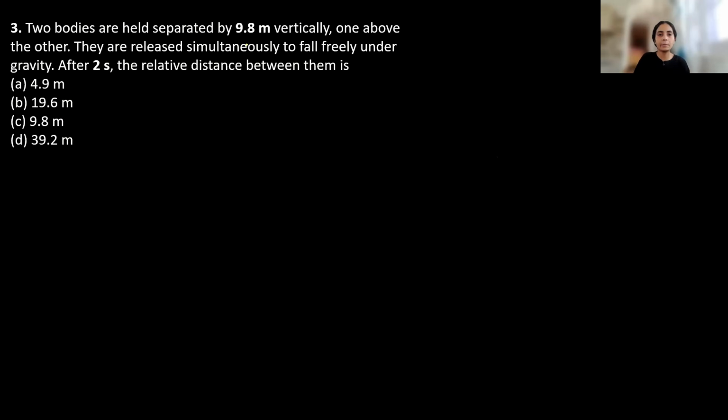Two bodies are held separated by 9.8 meter vertically, one above the other. So we have two balls. What is the separation between these two? This is 9.8 meter. They are released simultaneously to fall freely under gravity. So initial velocity 0, initial velocity 0, both start falling down with initial velocity 0. After 2 seconds, the relative distance between them. अब इनके बीच का सेपरेशन क्या होगा आफ्टर 2 सेकेंड?